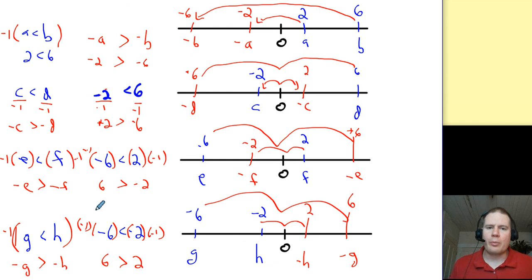So what's our main takeaway from all of these pictures, all of these diagrams that maybe looks a little overwhelming? When I just have something less than something else, I don't know if these two letters are positive or negative. I don't know if A is representing a positive value or a negative value. I don't know if B is representing a positive value or a negative value. But I know that once I multiply by negative 1 or divide by negative 1, right? Once I change the sign of this expression, the inequality bumps the other way.